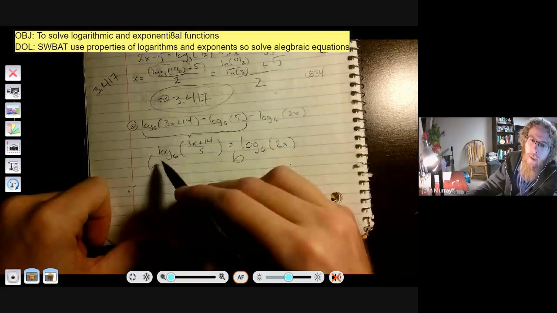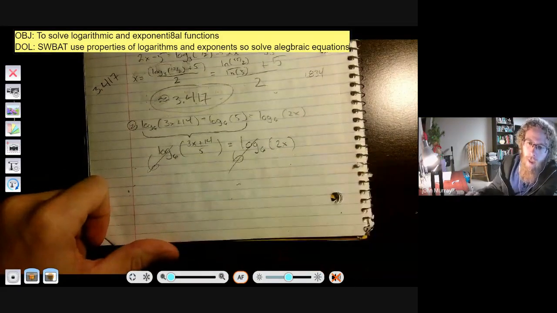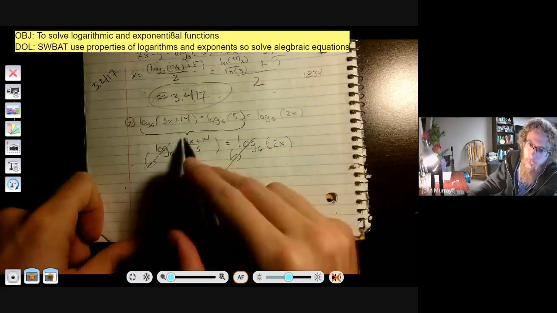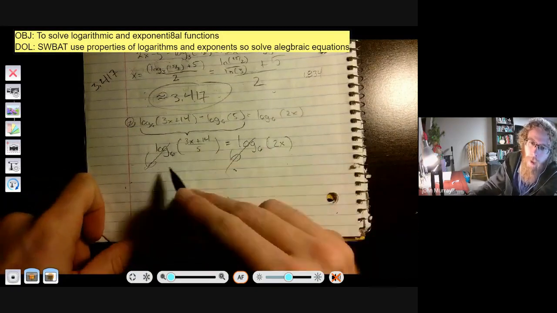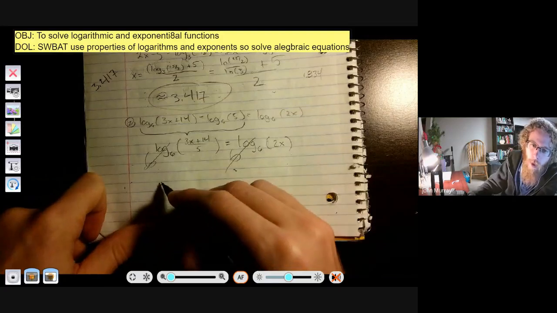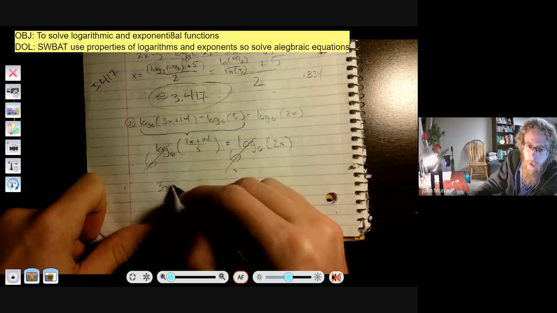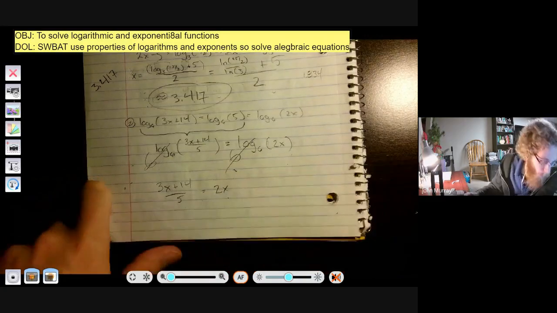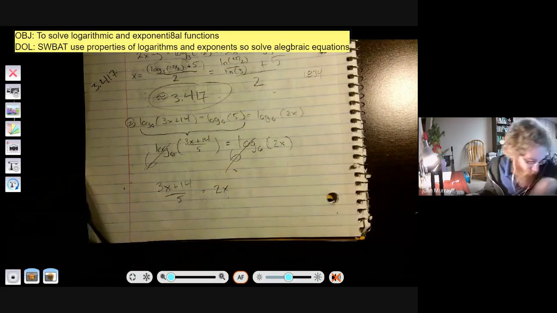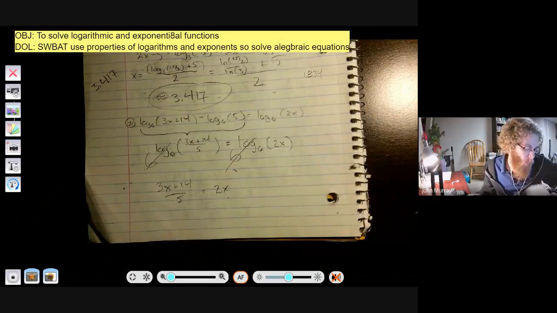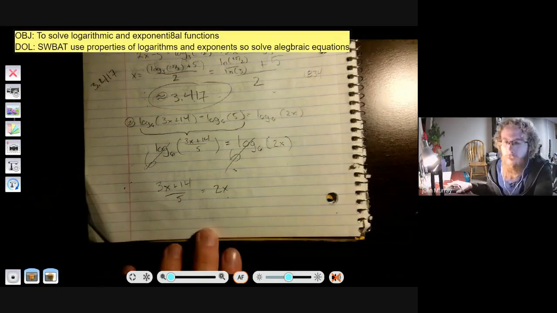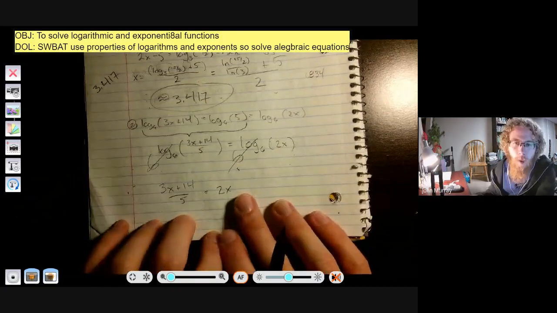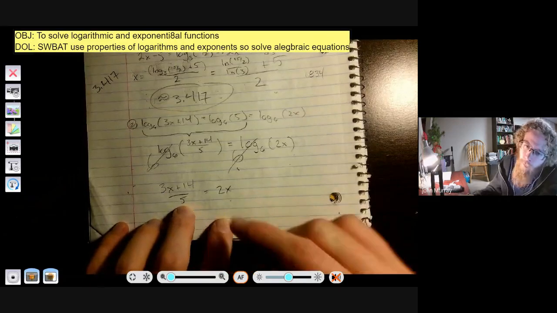technically we exponentiate both sides and they cancel each other out. But in reality, all we're doing is we're looking at what those values are. So we have (3x plus 14) over 5 equals 2x. And now we just go about normal algebra. Okay, so dealing with this is a little simpler. You don't have to worry about any logarithms in your answer.